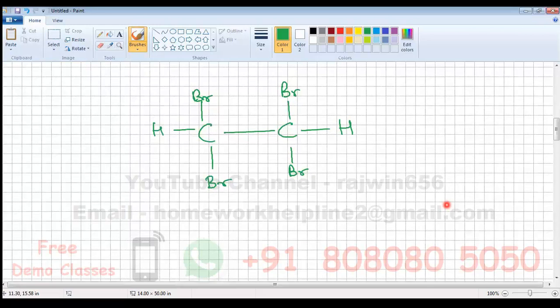You have to count only one way, right? Yes, you can't count from both sides. Okay, so it's 1, 1, 2, 2, tetrabromo ethane. There are 4 bromine atoms. So when 4 are there, tetrabromo, and there are 2 carbon atoms.